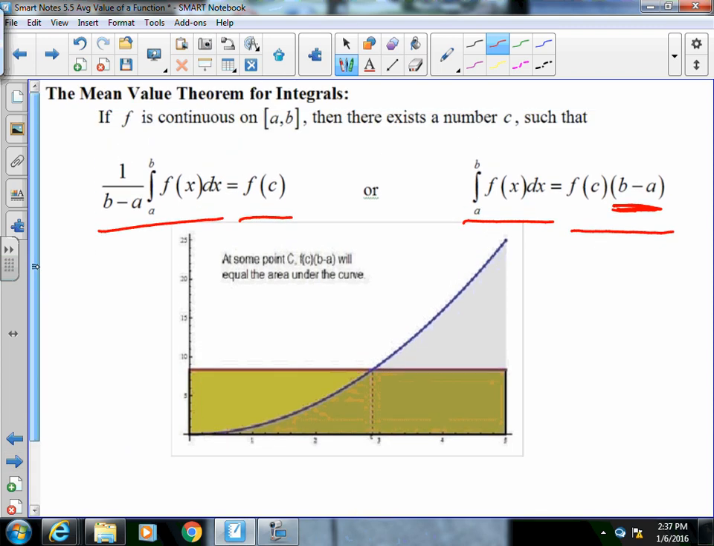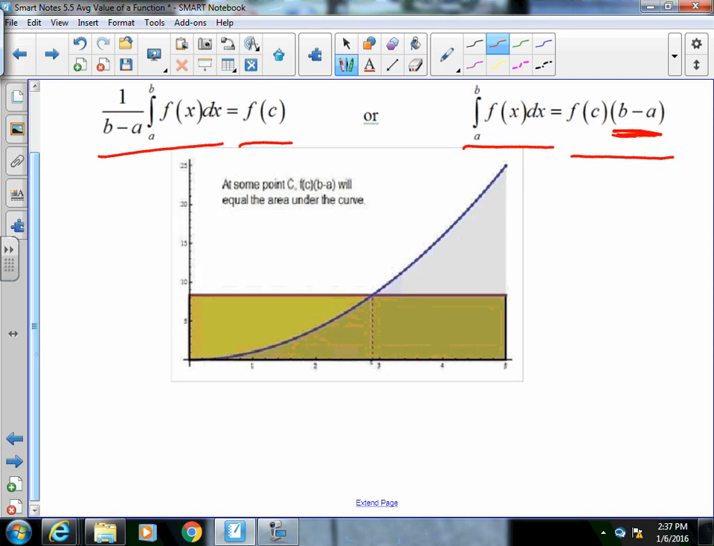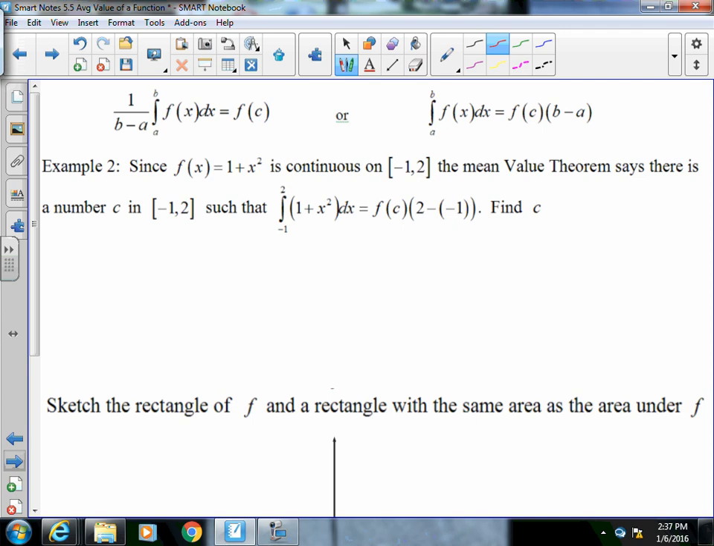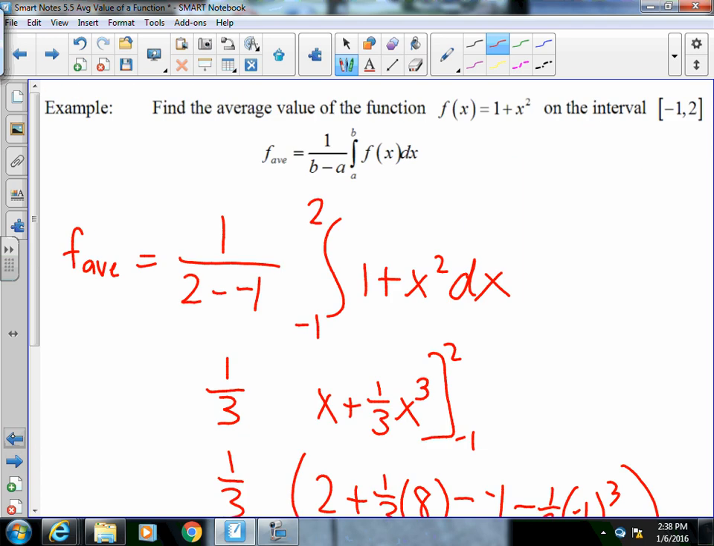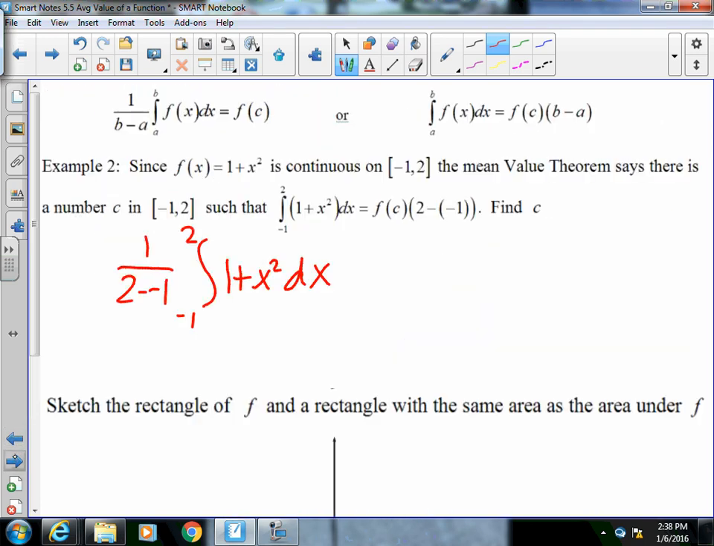And we're doing an example, the same example we just did. So it says there is a number c. So what they want us to do is take 1 over 2 minus negative 1 times the integral from negative 1 to 2 of 1 plus x squared dx, and that has to equal f of c.